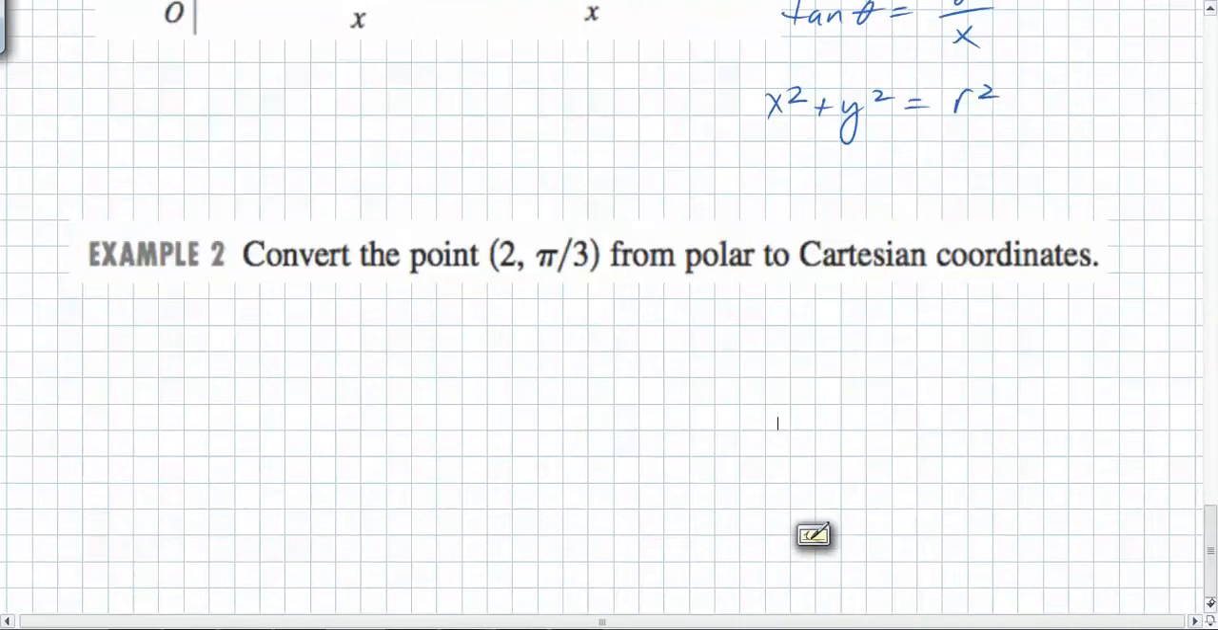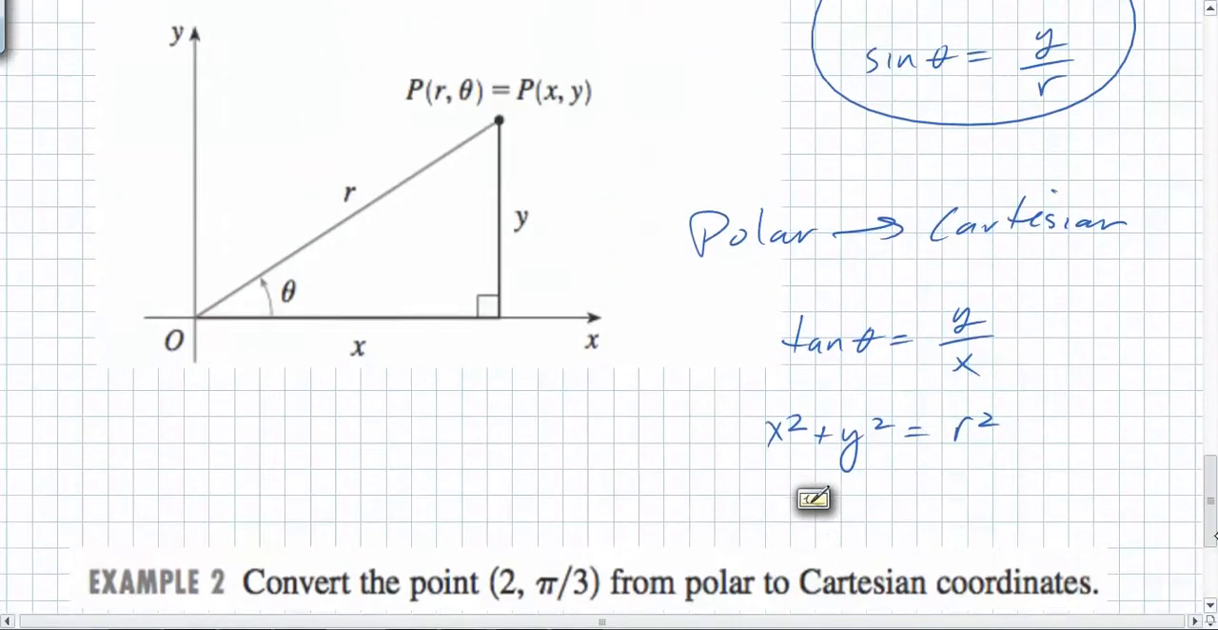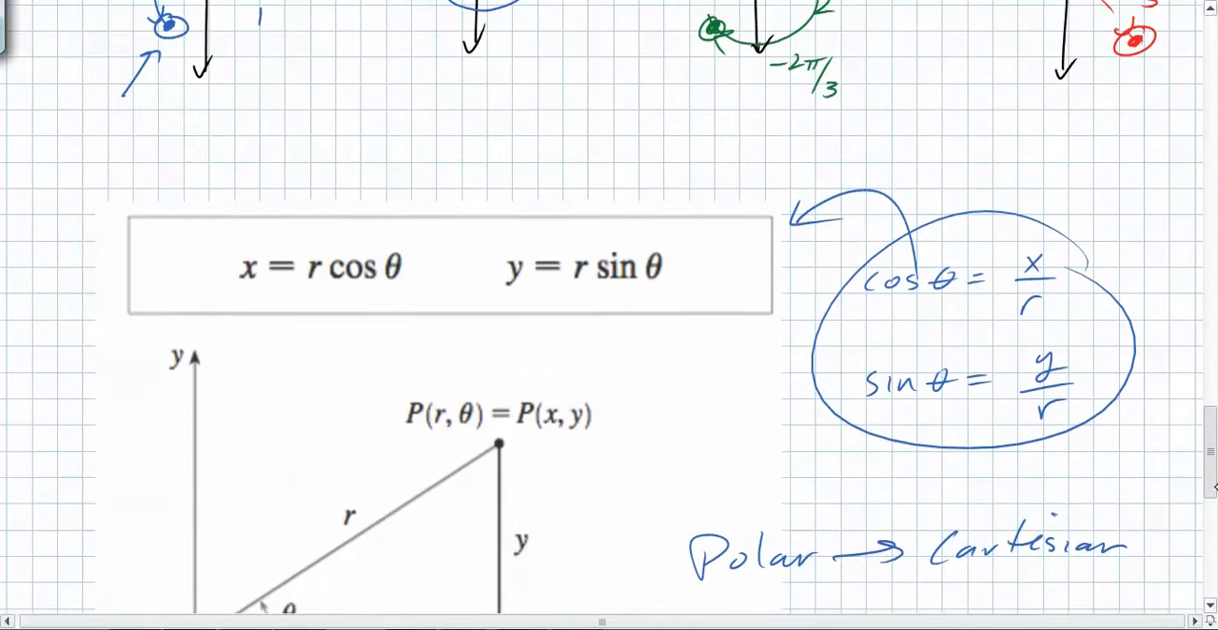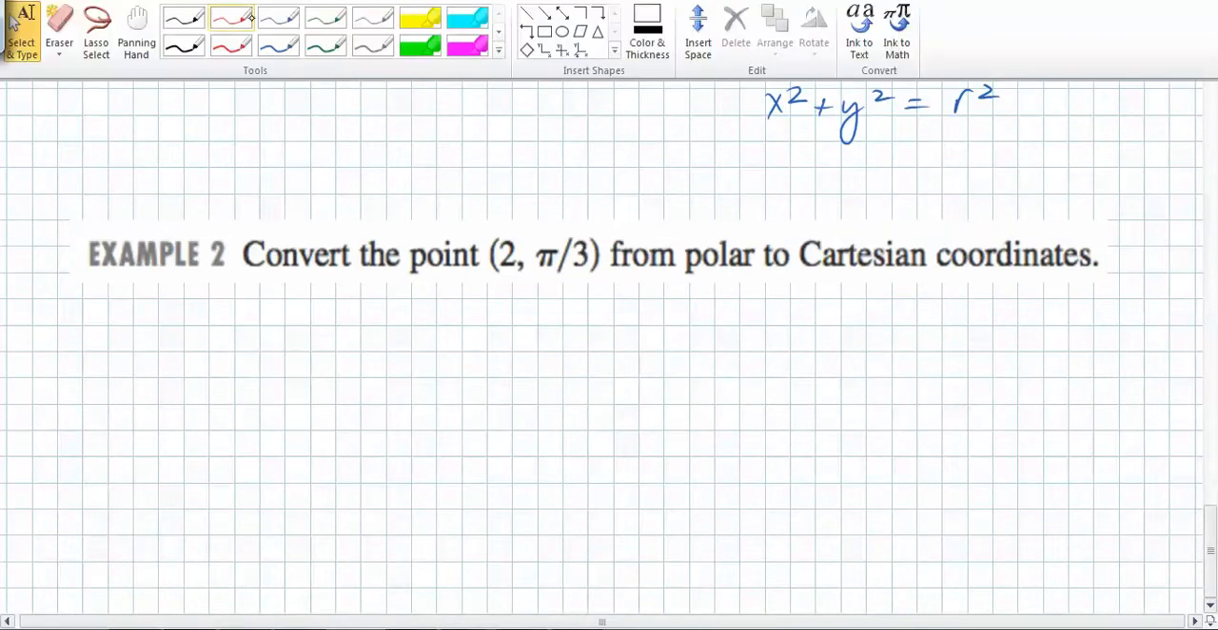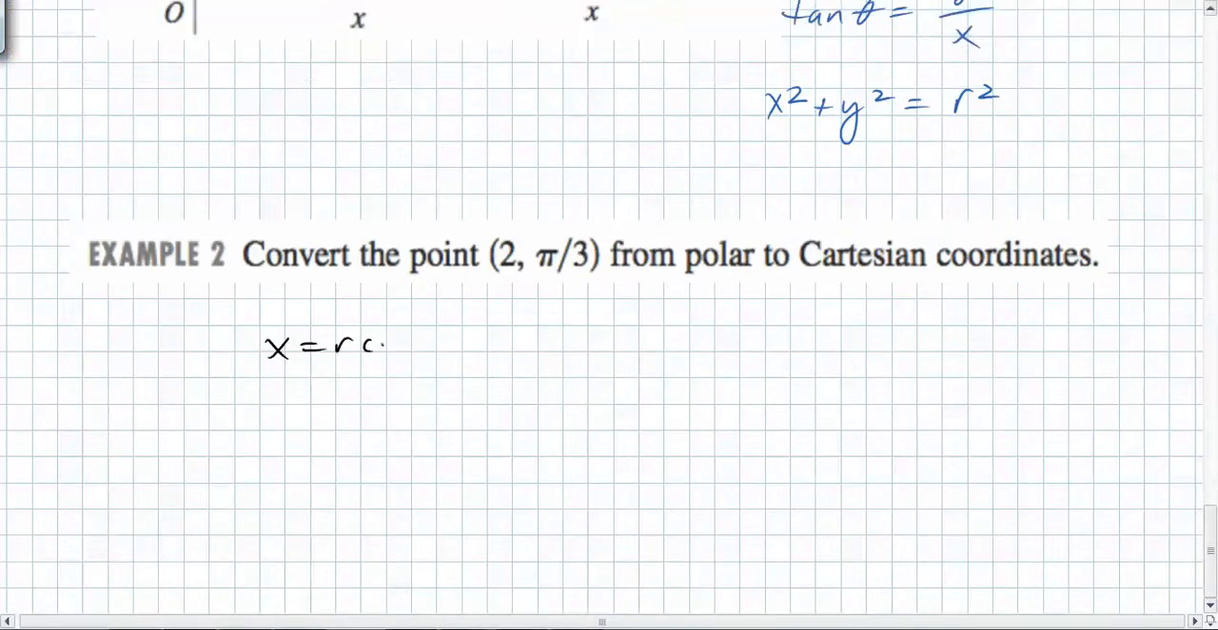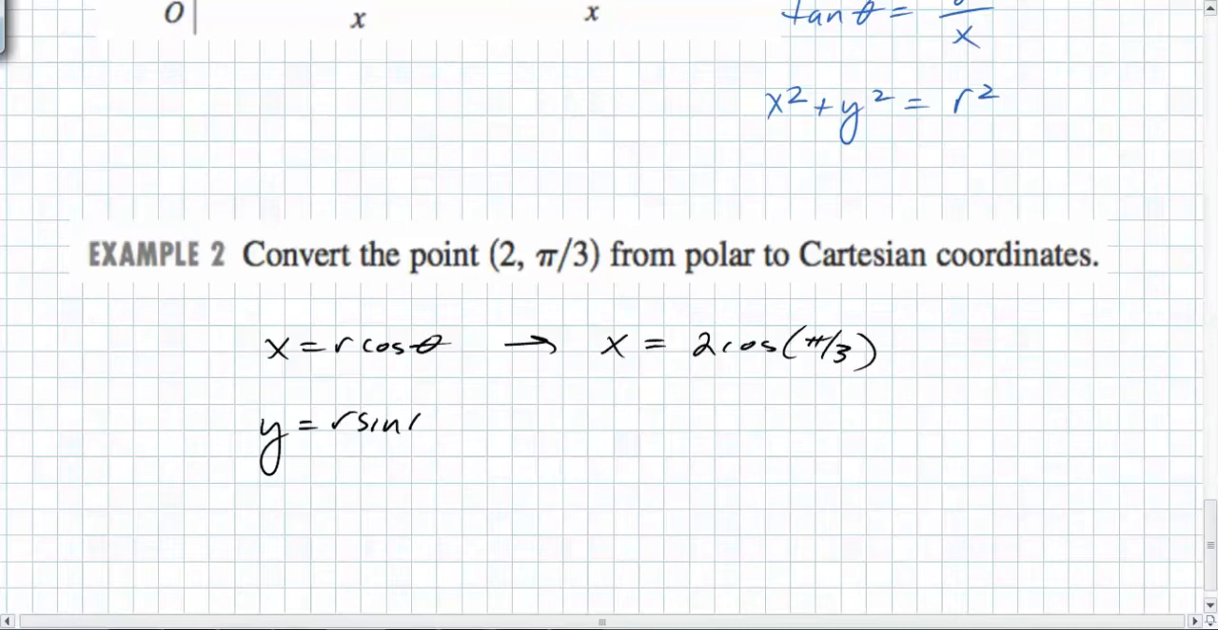Convert the point 2 comma pi over 3 from polar to Cartesian. How would you do that? Well, you know that x is equal to what? X is equal to r cosine theta. So what does that mean? X is equal to 2 cosine pi over 3. And y is equal to r sine theta. So y is equal to 2 sine of pi over 3.